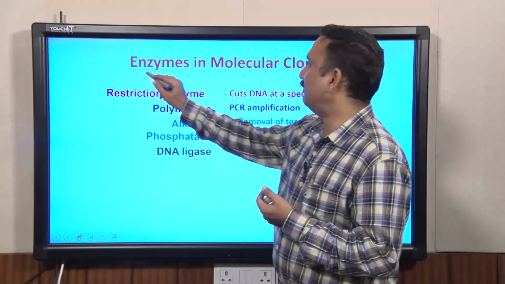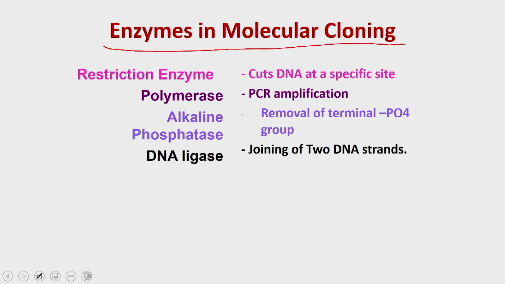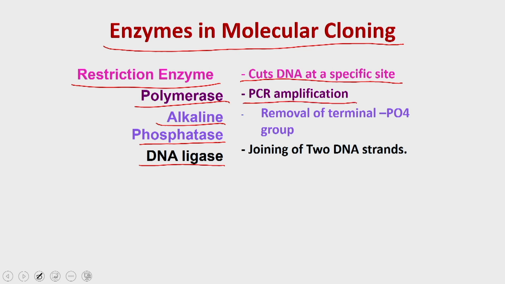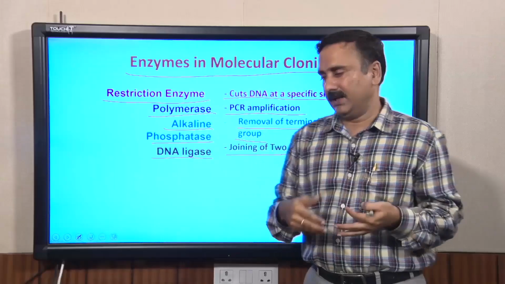Then we further moved on and discussed the role of different types of enzymes in molecular cloning. We discussed restriction enzymes, polymerases, alkaline phosphatases, and then ligase. A restriction enzyme is required for cutting the DNA at a specific site, polymerase is required for PCR amplification, alkaline phosphatase is required for removing the terminal phosphate groups, and ligase is required for joining two DNA molecules, so that you are going to get the recombinant DNA.